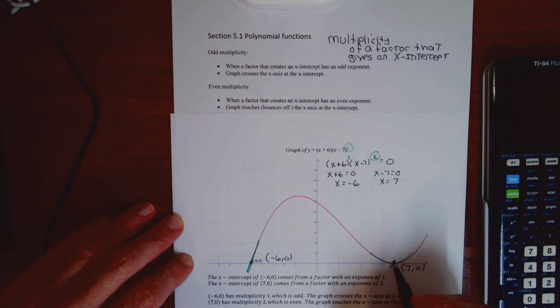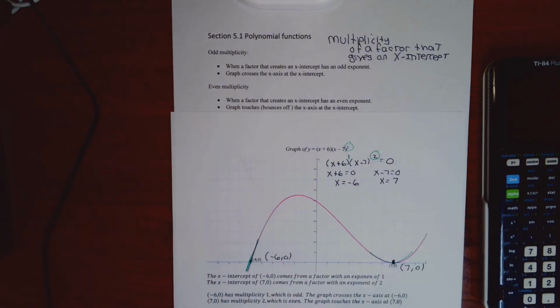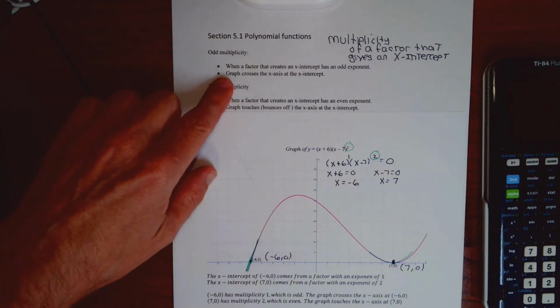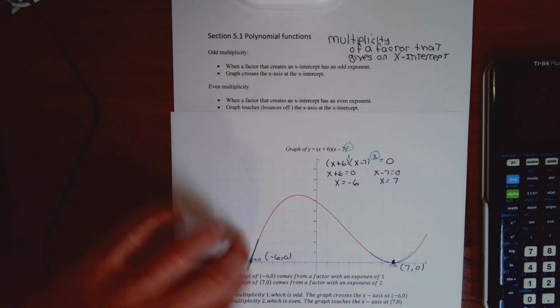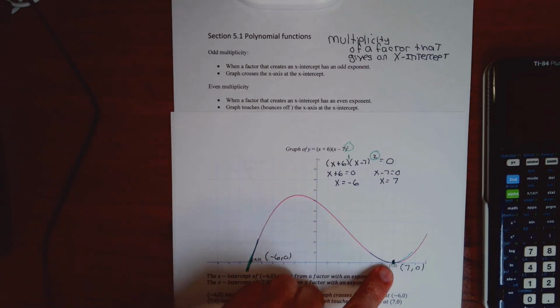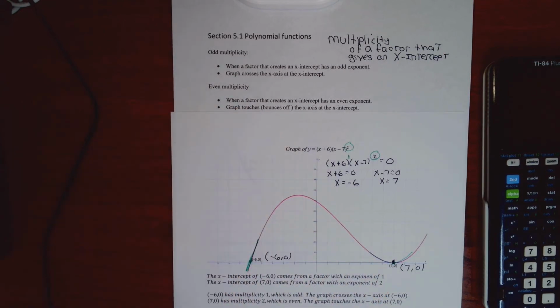The graph here at 7, 0 doesn't go beneath the x-axis. It just gets to the point 7, 0 and then keeps going, reflects off the x-axis and stays above the x-axis. So the big deal is if you have odd multiplicity, the graph will cross the x-axis at the x-intercept. If you have even multiplicity, the graph will bounce off the x-axis. I usually just say the graph touches the x-axis. That's kind of the common thing to say.